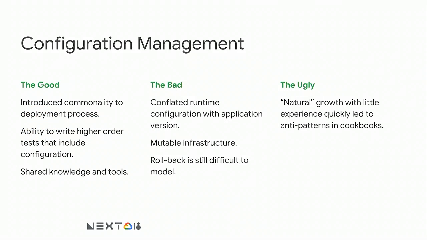Right, so we started introducing some commonality to our processes. We were able to write some higher order tests and functions. We started sharing knowledge among our development teams about what the best practices are for really doing this. But on the other side, we went from this decoupled cycle into now a process where we were conflating runtime configuration with application versions and application delivery. We were still, obviously, using mutable infrastructure, so things like rollback were very difficult.